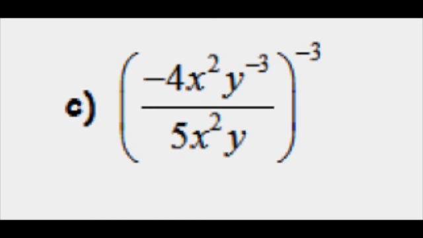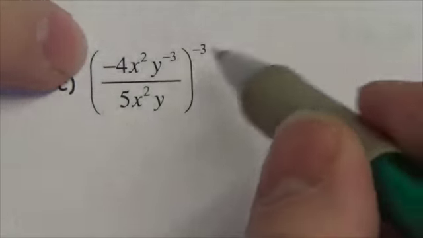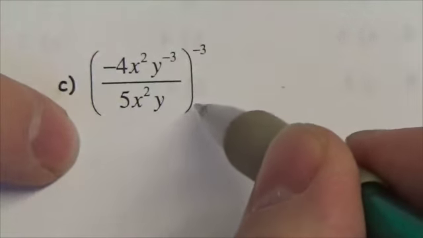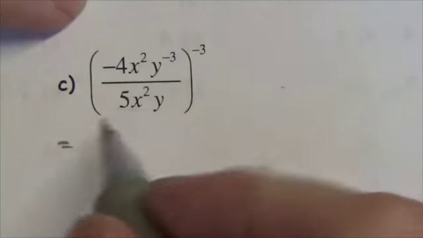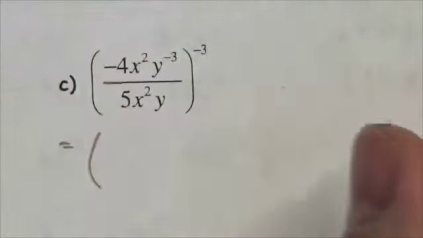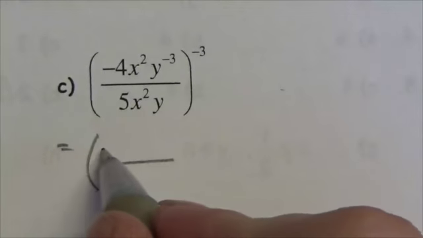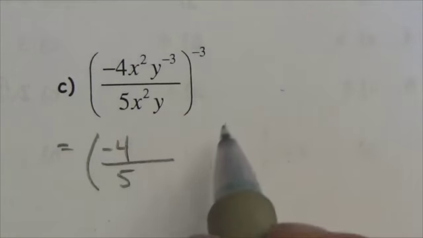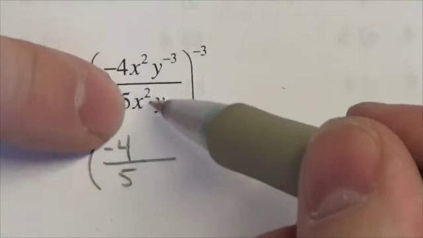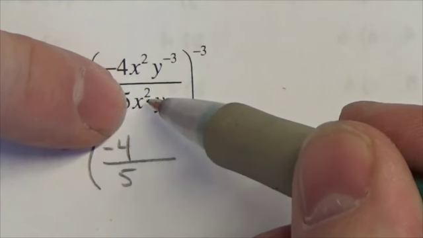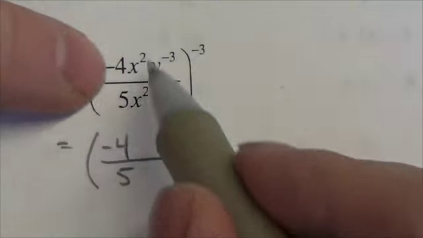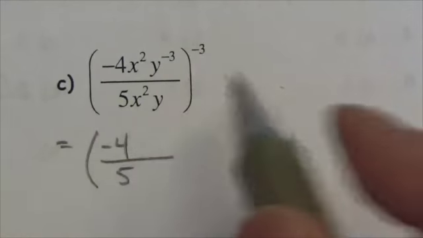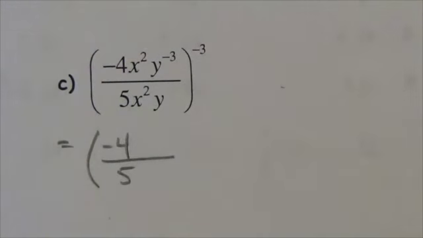Negative 4x squared y to the negative 3 divided by 5x squared y, all to the negative 3. Now, in this one right here, again, there's parentheses around the whole thing. I'm going to work on the inside first. I'll deal with that negative 3 later. So first, I'm going to get negative 4/5. Nothing happened with the coefficients here. x squared over x squared, oh, I love that. That's nice. That's just 1. So 1 times 4/5 is 4/5. I'm just going to leave it like that.